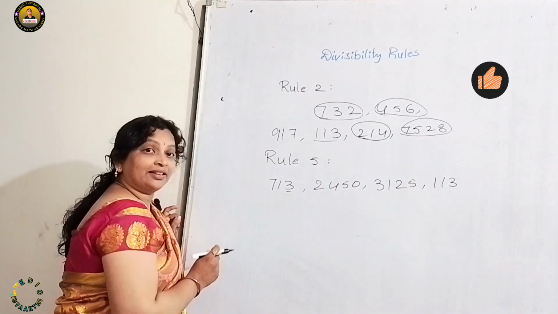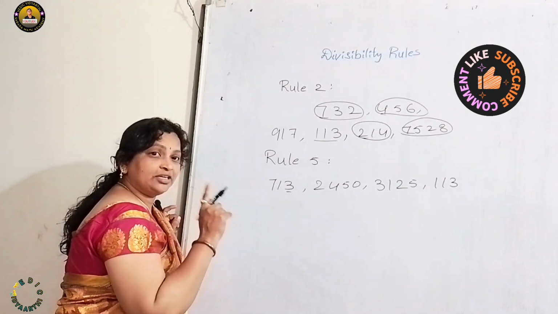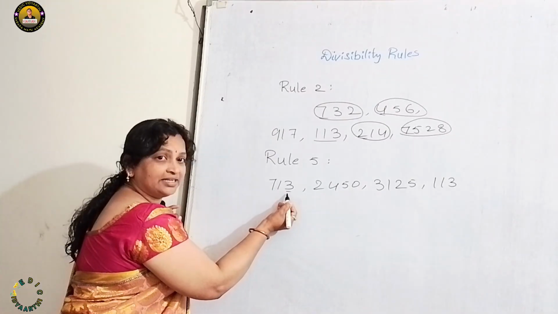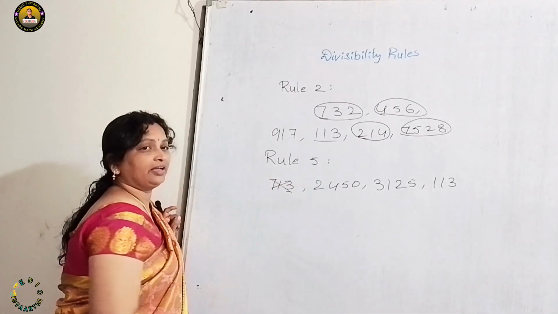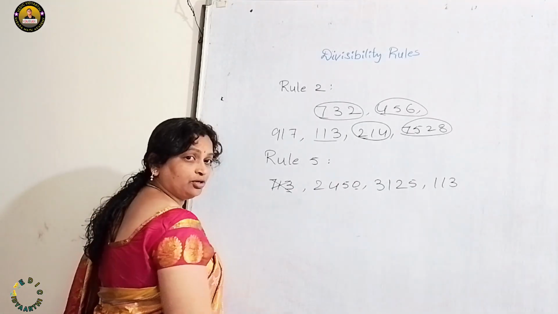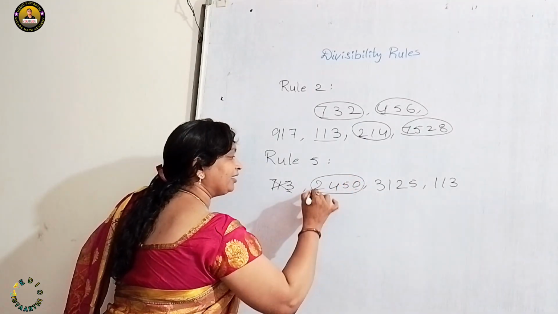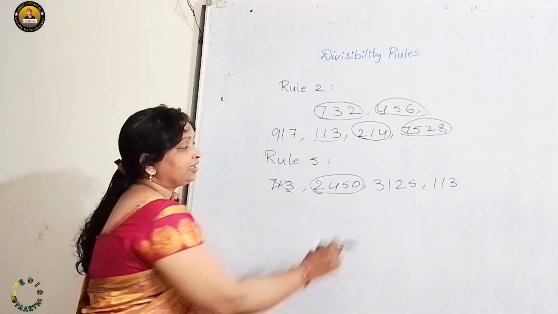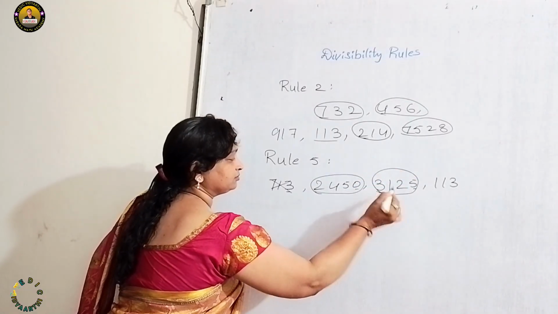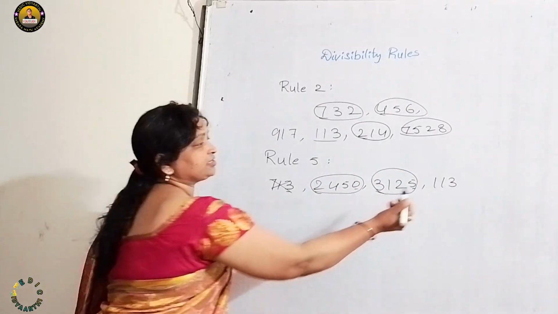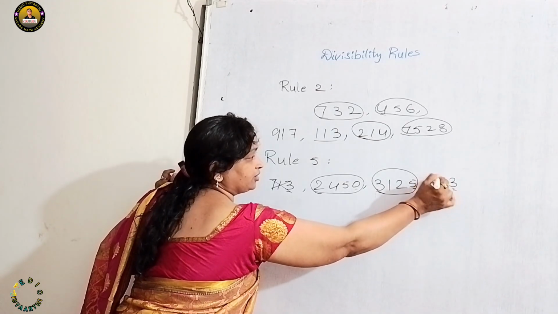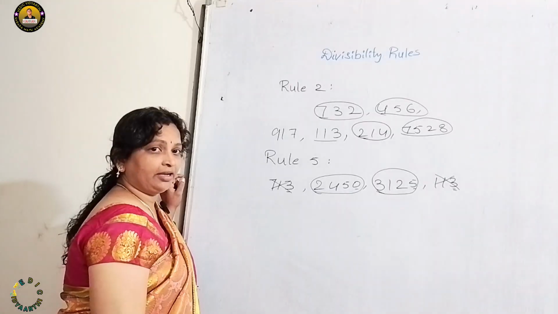What is the last digit? 3. If we have only 0 or 5 in one's place, then it is divisible by 5. Here the last digit is 3, so it is not divisible by 5. Go for the other one. Next, the last digit is 0, so it is divisible by 5. Next, 3125, as the last digit is 5, so it is divisible by 5. Next, here 113, either 5 or 0 is not there, so it is not divisible by 5.